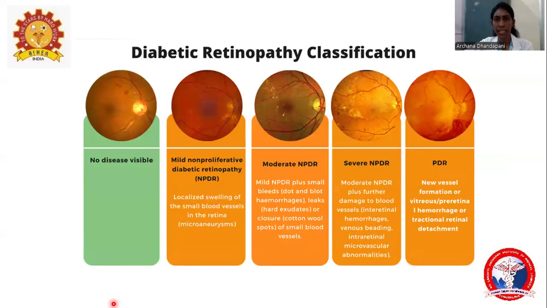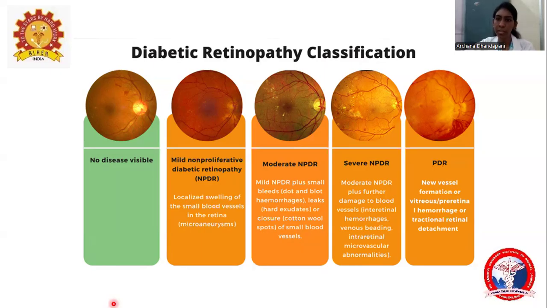According to the ETDRS classification, we can classify diabetic retinopathy into NPDR, which is non-proliferative diabetic retinopathy, and PDR, which is proliferative diabetic retinopathy. Non-proliferative diabetic retinopathy itself could be mild, moderate, or severe based on the findings we see in the retina. In mild, there can be a few microaneurysms. In moderate, along with the microaneurysms, there can be dot and blot hemorrhages and exudation. Exudation could be hard exudates or soft exudates.